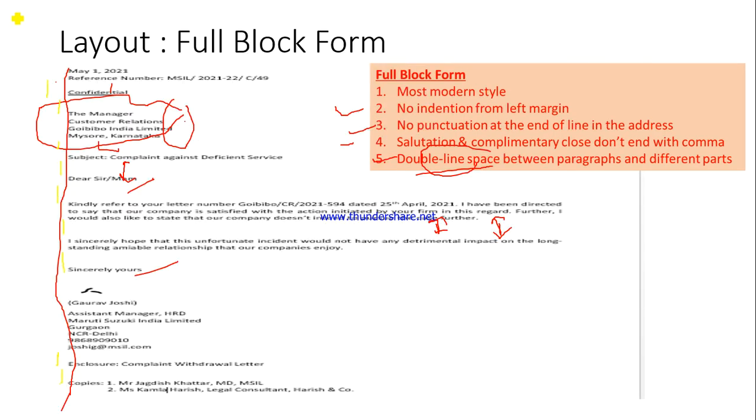So thank you very much for your time. In the forthcoming sessions, we'll be actually discussing some letters and how to write those letters depending on different requirements.